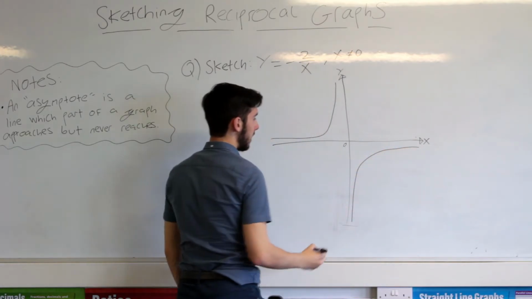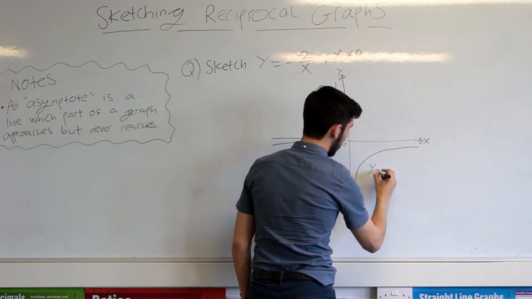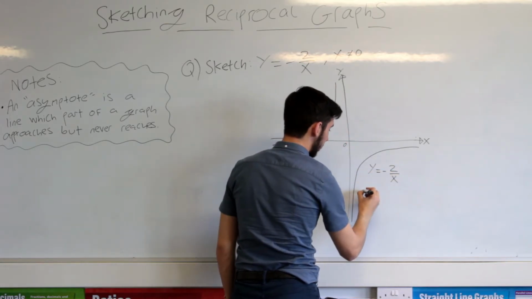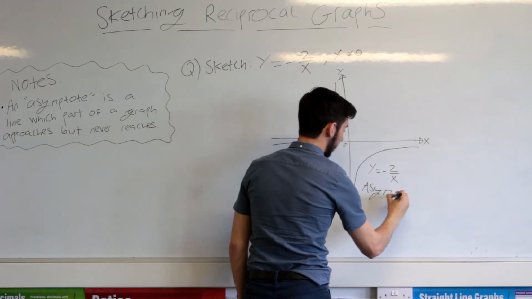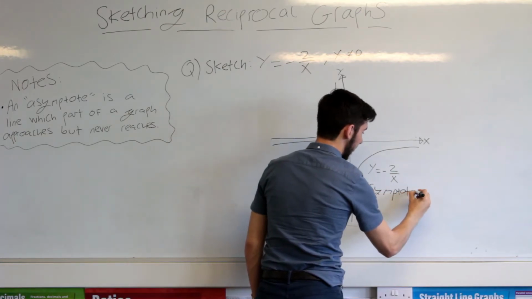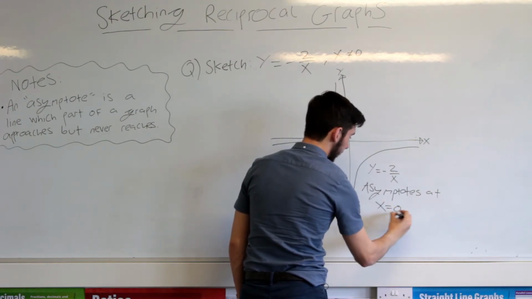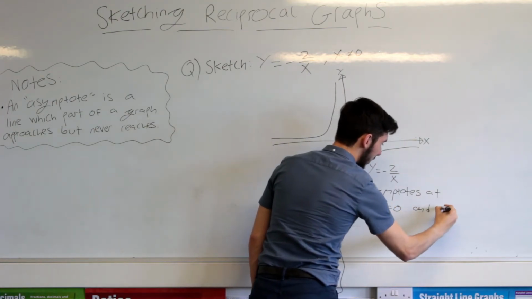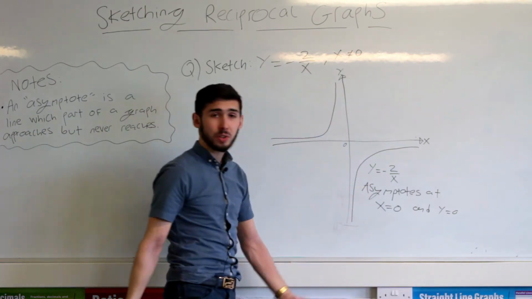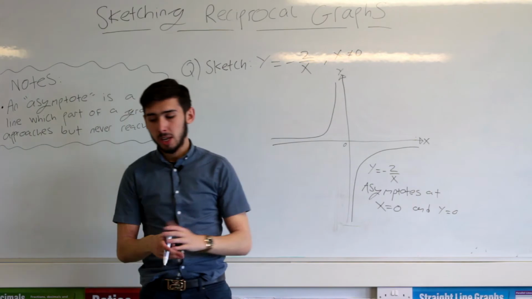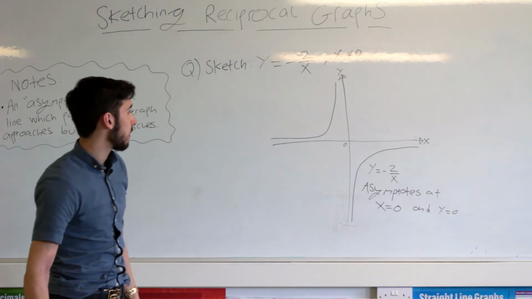And again, you would label this y equals negative 2 over x, and you'd say asymptotes at x equals 0 and y equals 0. The asymptotes are the same. This line and this line, same thing. If it's negative though, we do have a reflection.